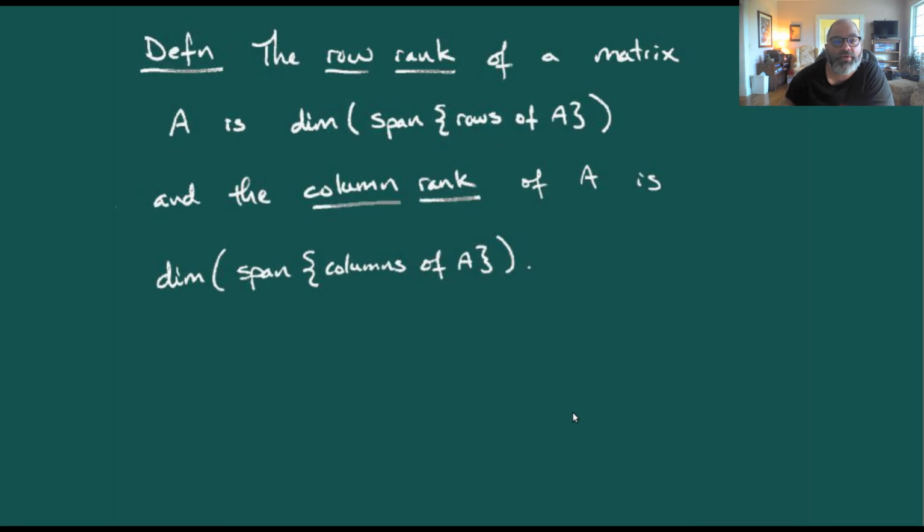Now we can define a couple of things. The row rank of a matrix is the dimension of the span of the rows of A. Here A can be any matrix that we want it to be. If we look at the rows and treat those as vectors, then the dimension of the span of those vectors gives us the row rank. Likewise, the column rank is the dimension of the span of the columns of A. We treat the columns of A as vectors, take the span of that to get the subspace, and the dimension of that space gives us the column rank.